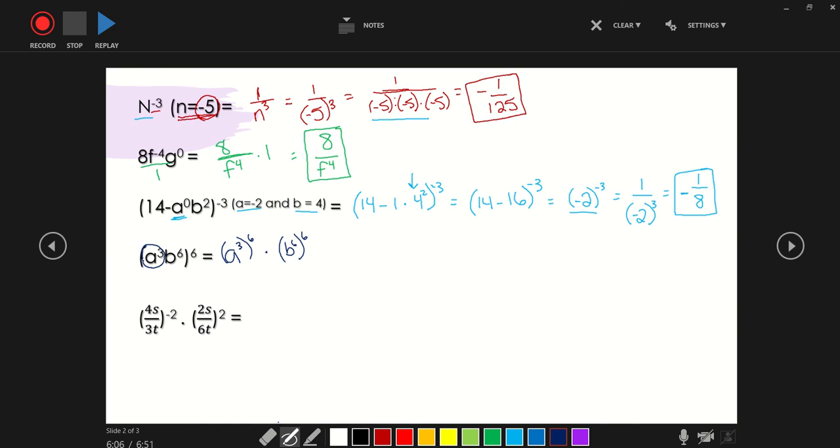Because it's got these parentheses here, that means that it's included. So that means this a to the third also has to go to the sixth power as well. So we have a to the 3 times 6 power times b to the 6 times 6 power. So we have a to the 18th power and b to the 36th power.